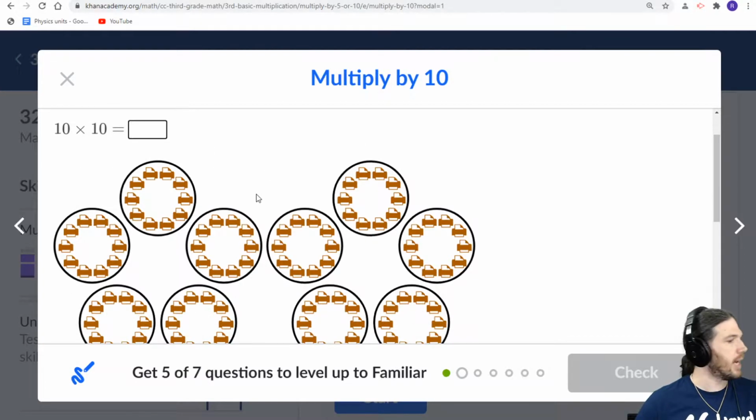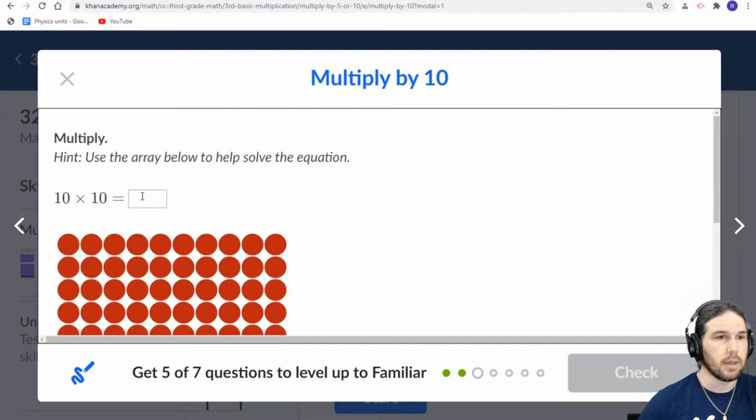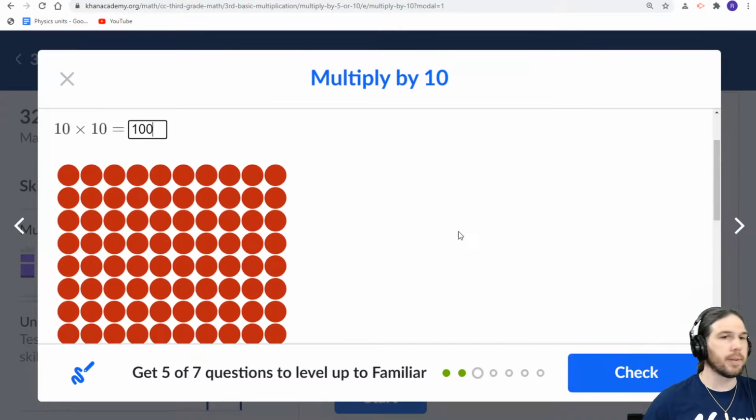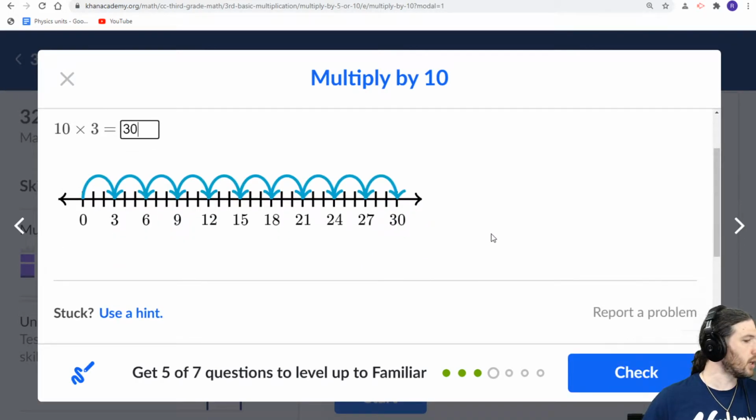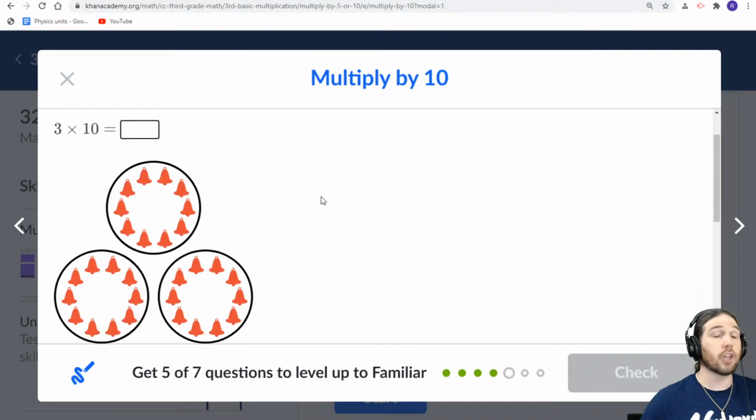10 times 10, well, that would be 100. Again, just adding a 0. 10 times 10, well, we just did that problem. It's 100. 10 times 3 is 30. 3 times 10 is also 30.